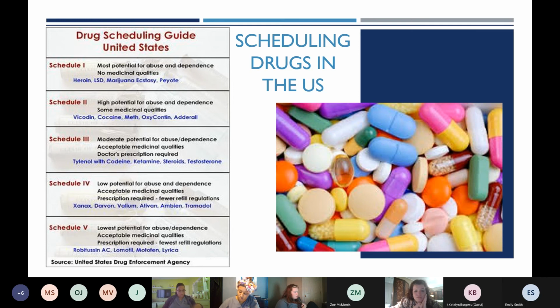So this always confuses students. The higher the schedule, the more risk or potential for abuse of a drug. Okay. Like, did I say the higher? See, I said it. And the higher on the, so if it's a 1, then it has the highest potential for abuse, if it's a Schedule 1. If it's a Schedule 5, then it has the lowest potential for abuse. Are y'all with me there?